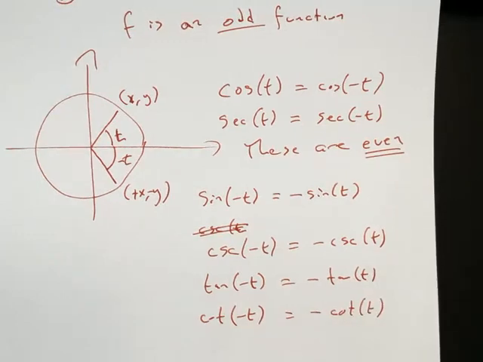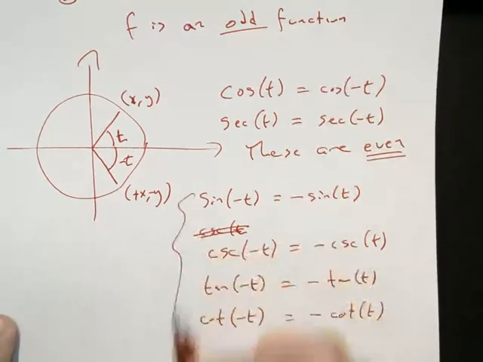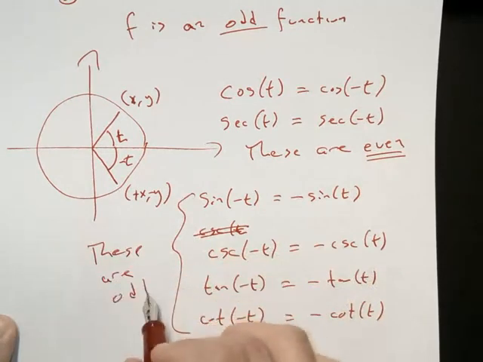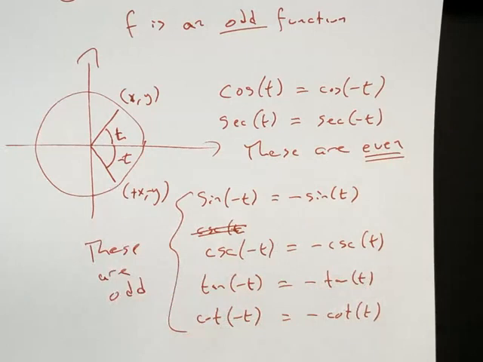So out of all six of my trig functions, only two of them are even: cosine and secant. Everything else is odd. And that's an algebraic property.